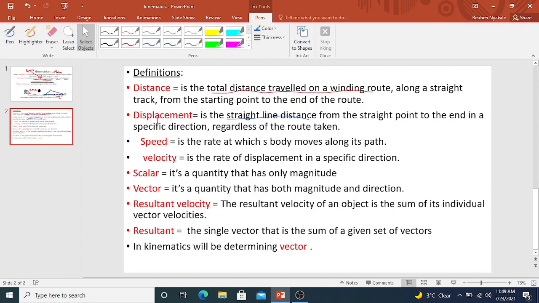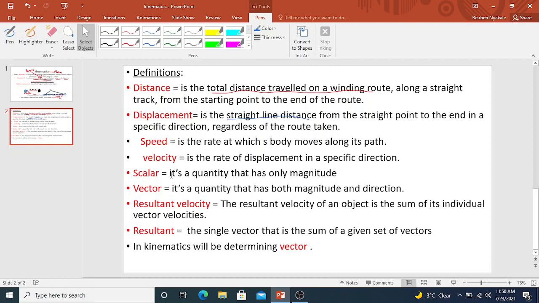Like I said, there's a difference between speed and velocity, because when you are covering the distance and the displacement, you will be traveling at a certain speed. Speed is the rate at which a body moves along its path. Velocity is the rate of displacement in a specific direction. You therefore need to know: is distance a scalar or a vector? Is displacement a scalar or a vector? Is speed a scalar or a vector? Is velocity a scalar or a vector?